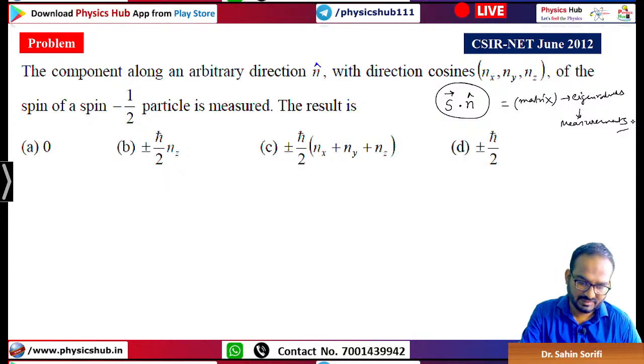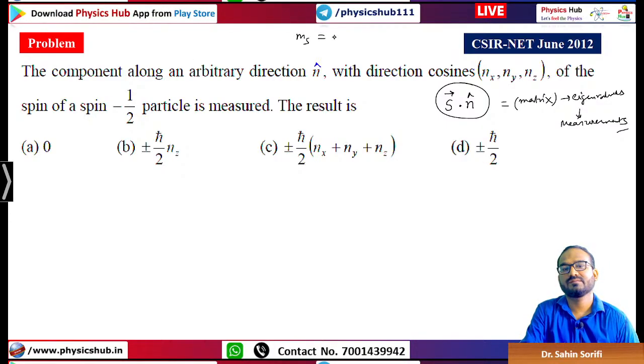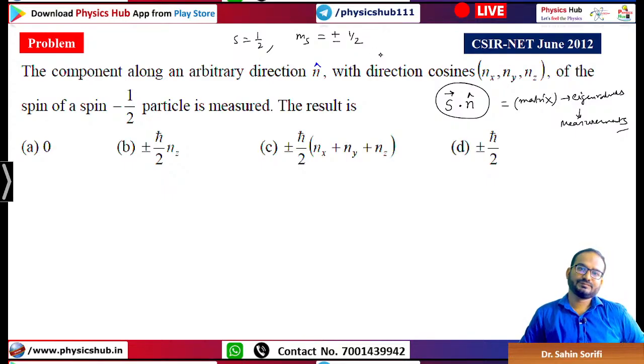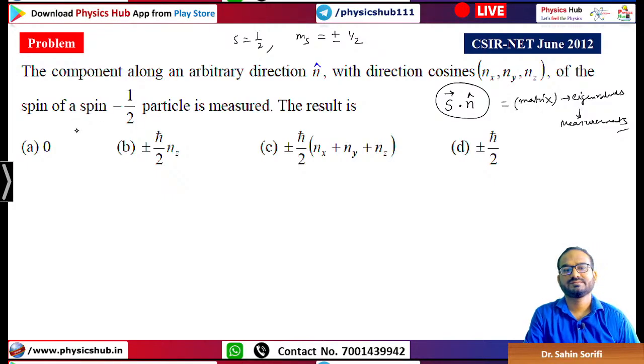Spin half or negative spin half? It is spin half. Spin is always half for the particle. Negative will come only when it is ms. Ms may be plus half or minus half, but s is always half. This magnetic spin quantum number may be plus half or minus half. So don't get confused with this negative sign. Spin is half.